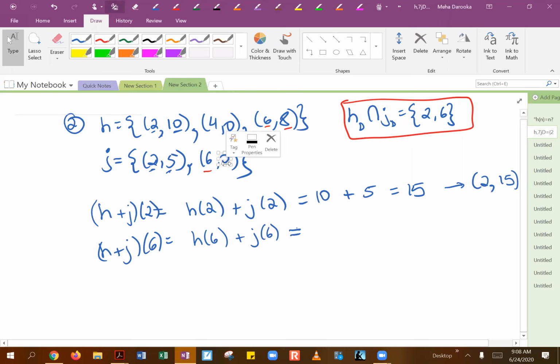So putting all these numbers together, I don't know, guys, what's happening with my hand today. It's not trying to cooperate. Okay, so H of 6 gave us 8. J of 6 gives us 0, which means, of course, your total comes out to be 8. So what's this ordered pair going to look like over here?